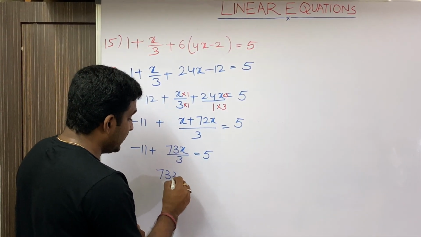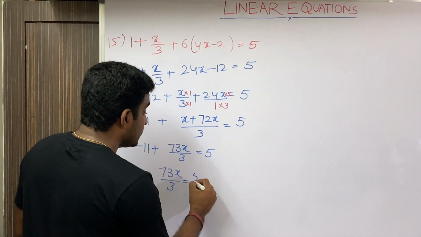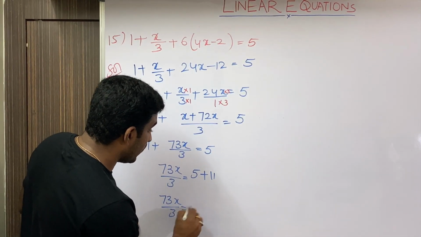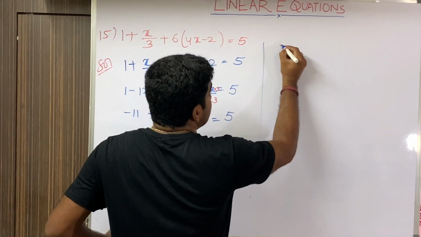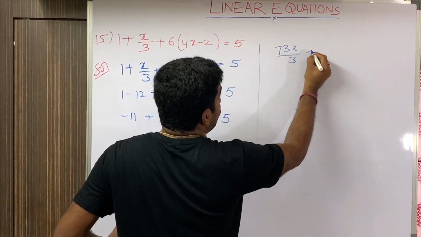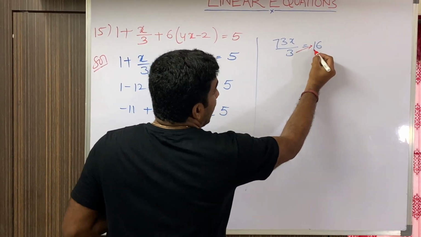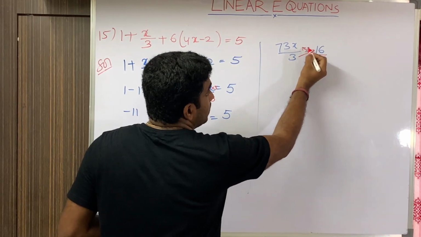Then 73x by 3 equal to, when this minus 11 goes to the right hand side, it will become plus 11. 73x by 3 equal to 5 plus 11 equal to 16. Then 73x by 3 equal to 16. Then we have to cross multiply these two. As we don't have any denominator here, we have to take 1.